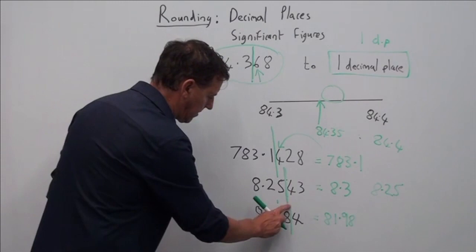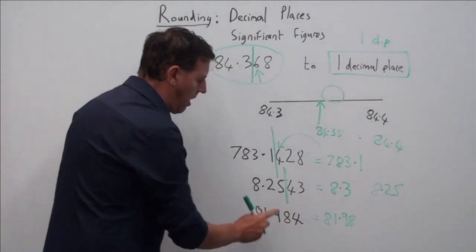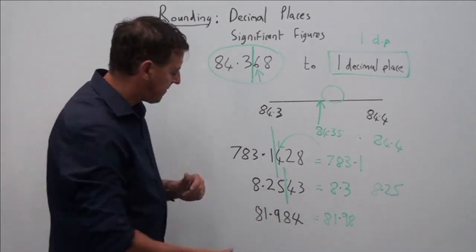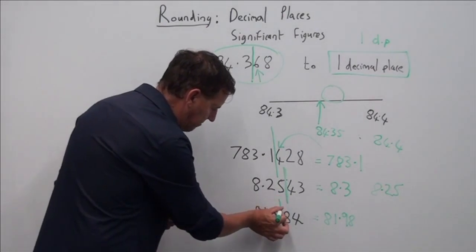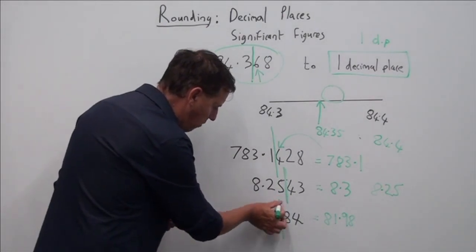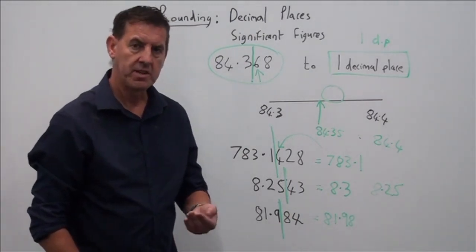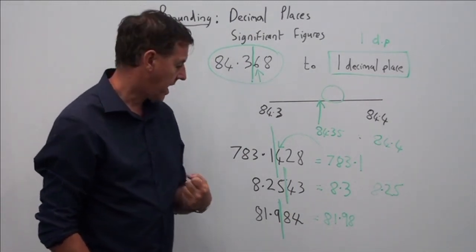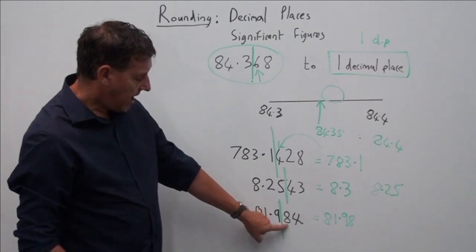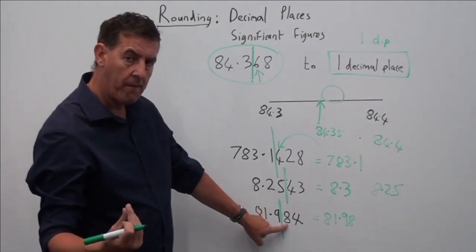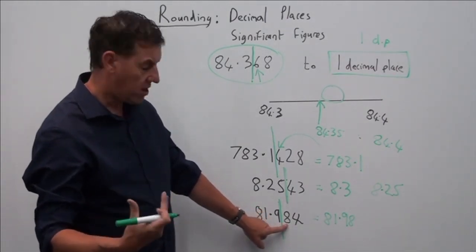Now, slightly harder is when I start looking at rounding this to 1 decimal place. So let's just have a look. Move this line now. I'm going to put my line in after 1 figure after the decimal point. That's 81.9. And I've got a decision to make. Do I need to round up or do I need to keep it the same? This digit here is 5 or more, which means I have to round up.